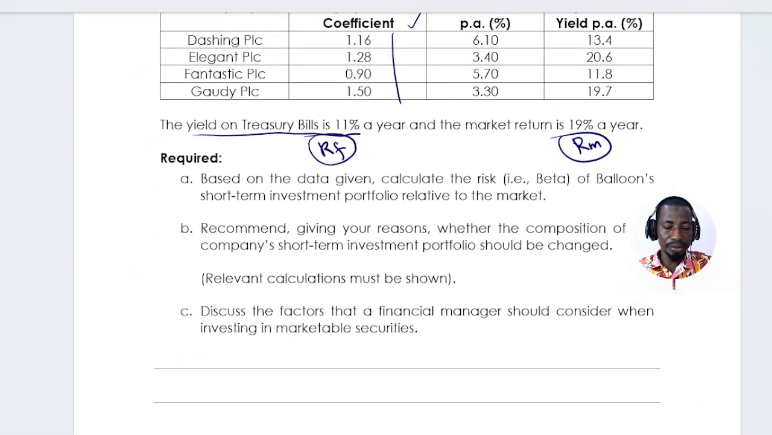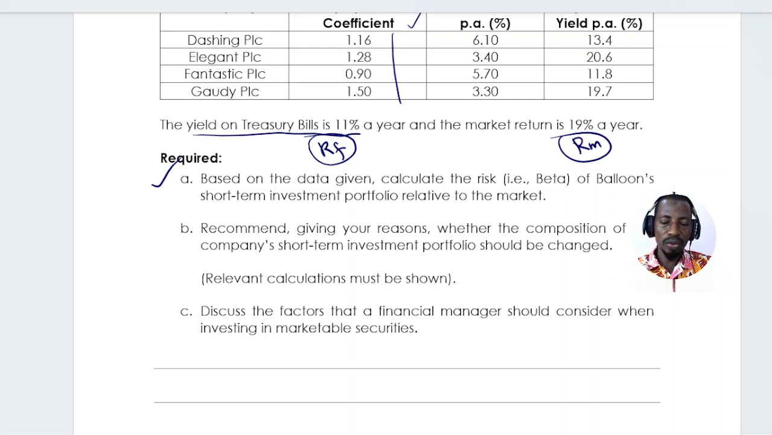So let's go to B. Number B, requirements. You are to recommend, giving your reasons, whether the composition of the company's short-term investment portfolio should be changed. In order to recommend, we depend on the alpha value computed. How do you know you are supposed to compute alpha? If in the question you are given expected return, you need nobody to tell you that you are expected to calculate alpha value.